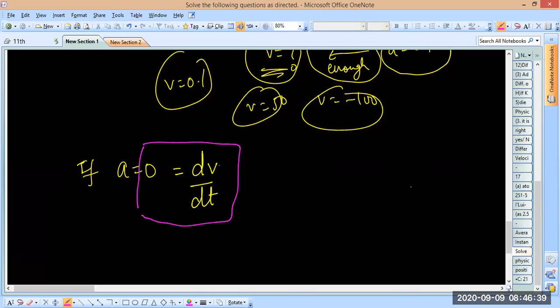This means differentiation of v is 0. Whose differentiation is 0, people? Whose differentiation is 0? Yes, Ananya, well done. V's differentiation is 0. All right. So then that means what? If V's differentiation is 0, then that means what?